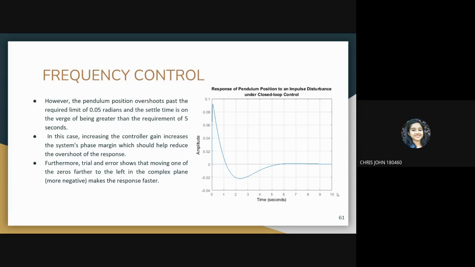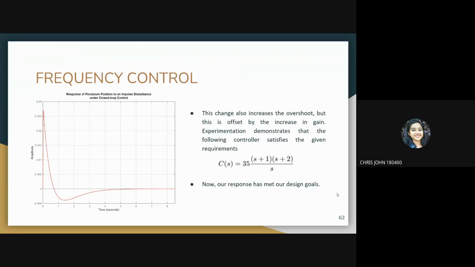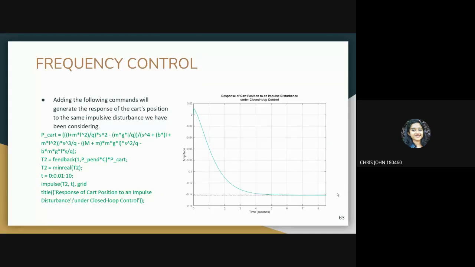However, using the transfer function, we get the response of pendulum position, but there is an overshoot, that is the amplitude is above 0.05. So to reduce this, by trial and error method, we'll move one of the zeros farther to the left in the complex plane, which makes the response faster. By using this controller, it satisfies our design requirements. So now the overshoot is cancelled and the amplitude is below 0.05 and it stabilizes within 5 seconds. The pendulum has met the design goals.